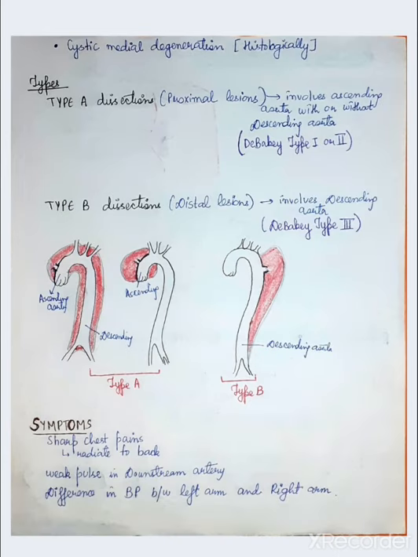One more point in the morphology of aortic dissection is cystic medial degeneration histologically.